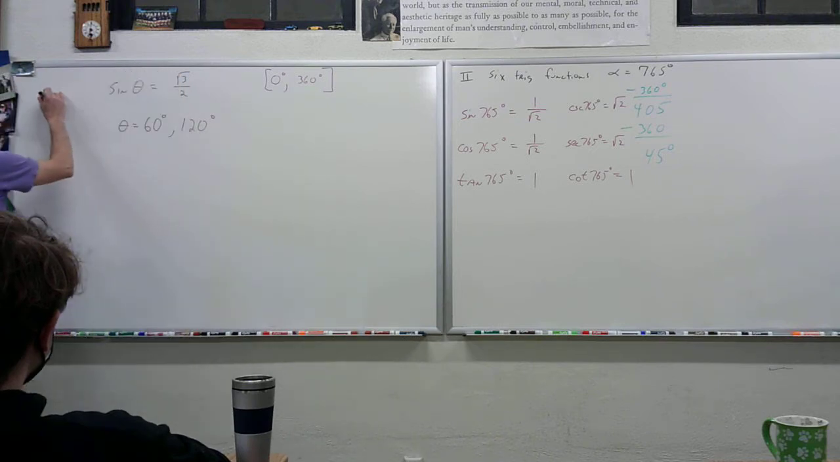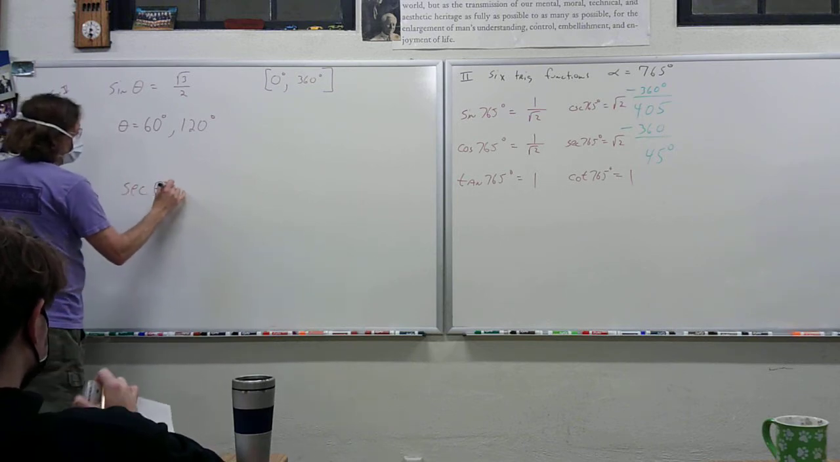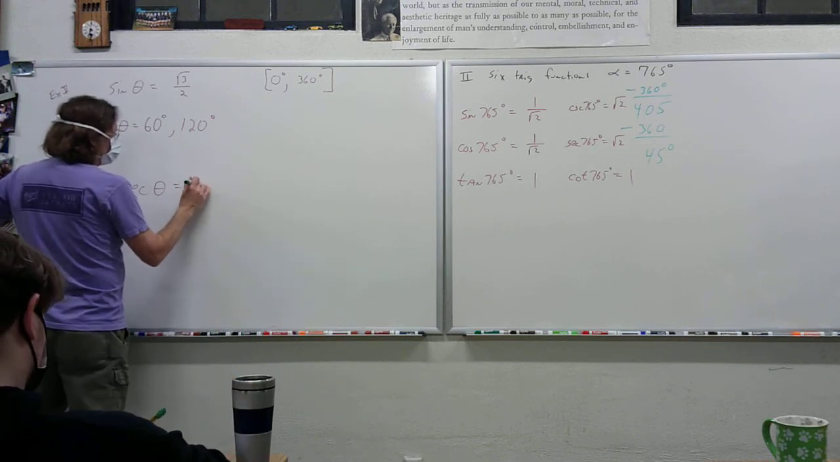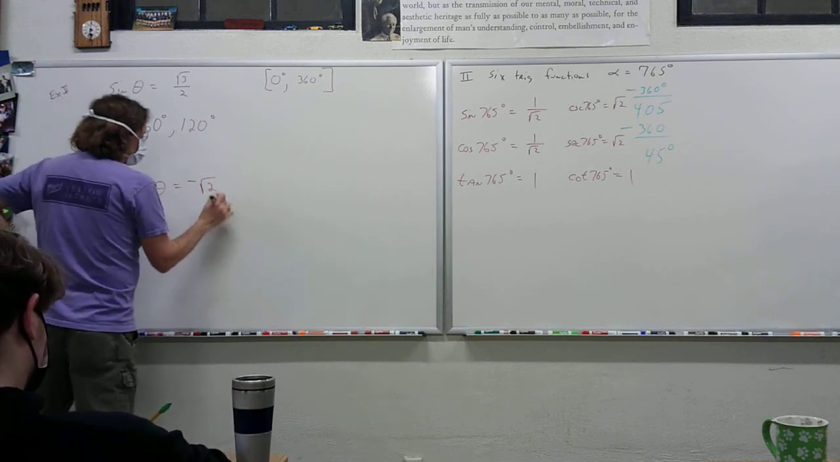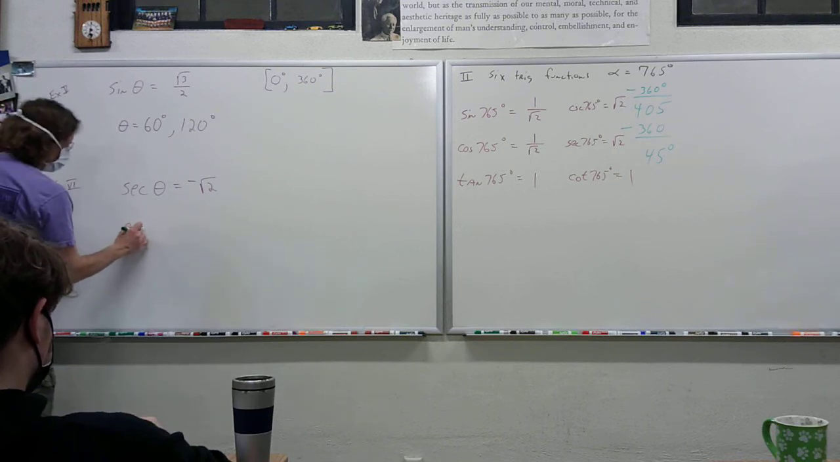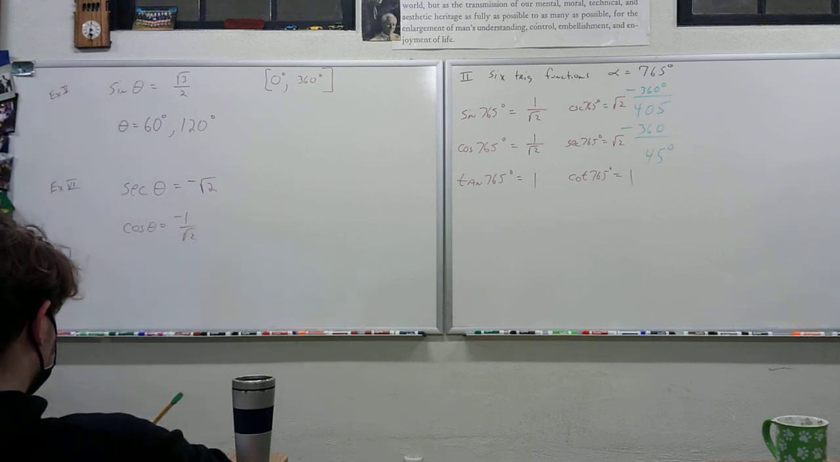Example 6. The secant of theta is equal to negative square root of 2. Folks, secant's hard for me to work with. I don't look for secants. What I do is I change that to cosine of theta is equal to negative 1 over the square root of 2, and then I look for that.